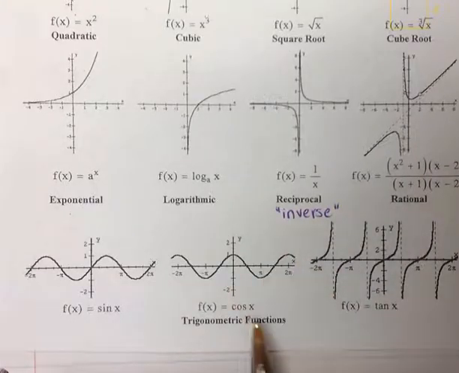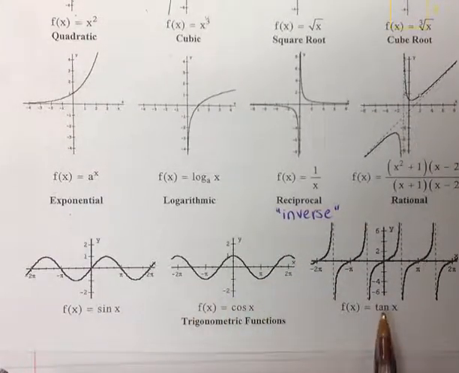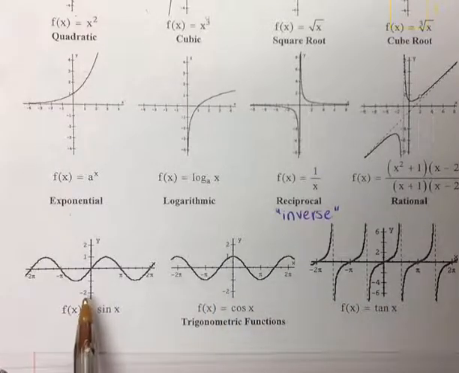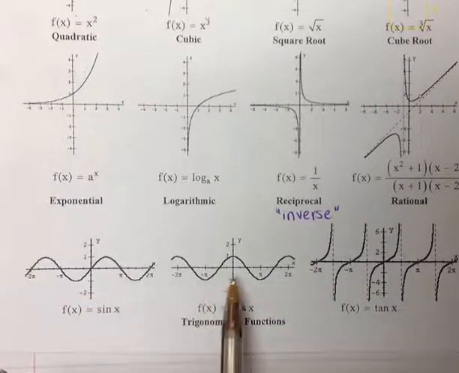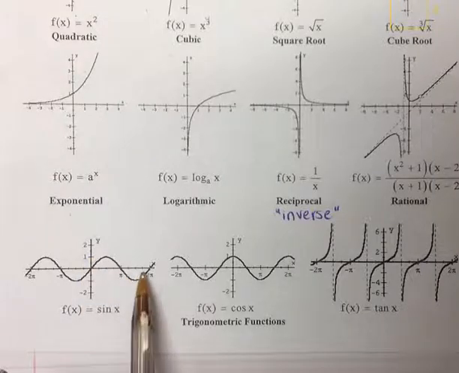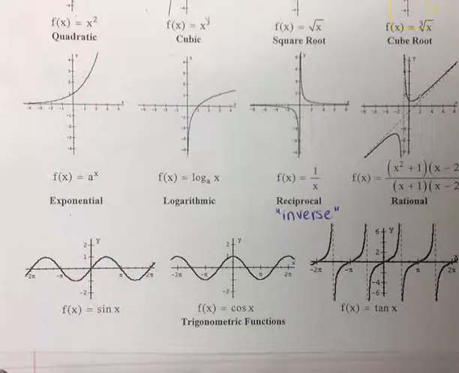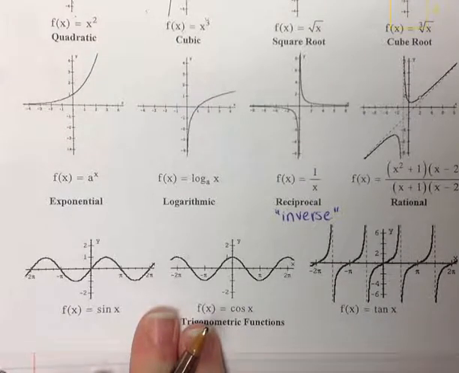And then you also have trigonometric functions. You have the sine of x, cosine of x, and tangent of x. These again are the parent functions that have no phase shifts. Their amplitude is only 1, and they have a period of 2 pi. So parent functions again are the original functions with no transformations occurring.